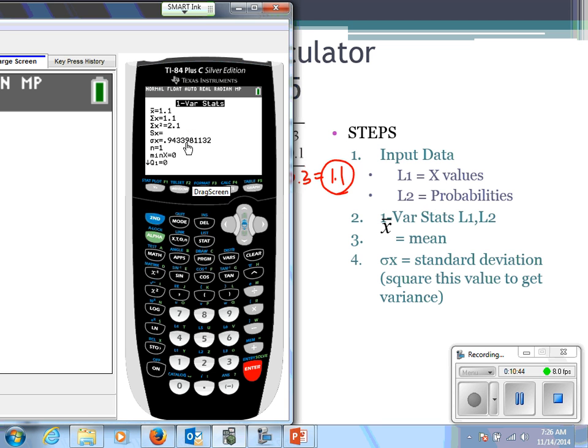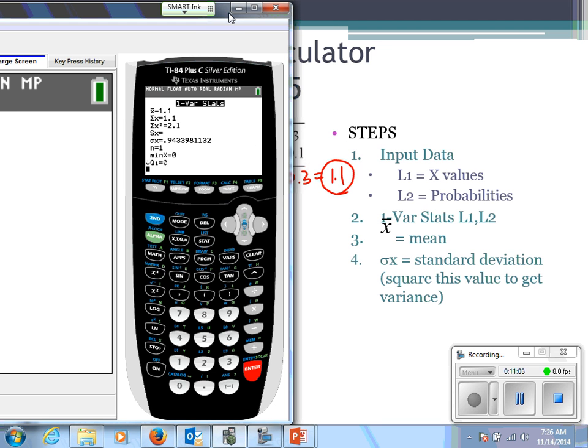Now, if we wanted to find the variance, right, off of our calculator, remember we would need to take this number and square it, right? Remember the standard deviation is the square root of the variance, so if I want to go the opposite way to find the variance, I need to square it, okay? So very, very simple, all right?